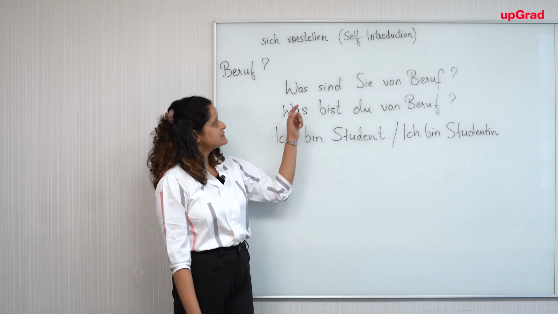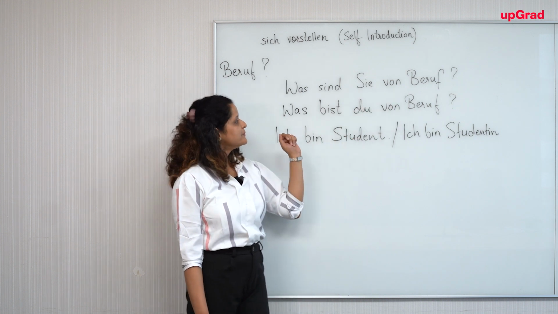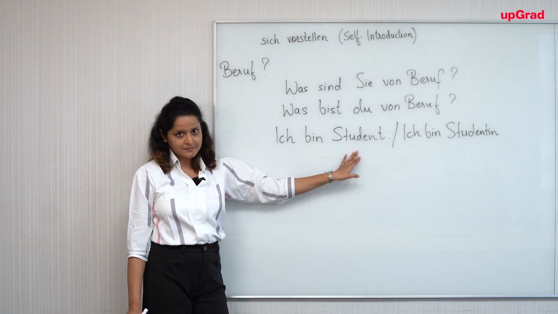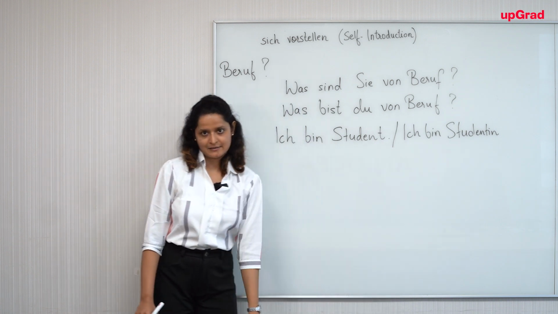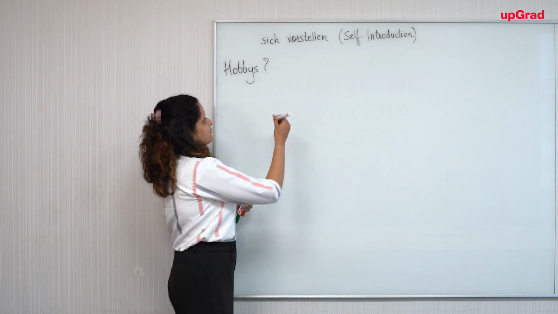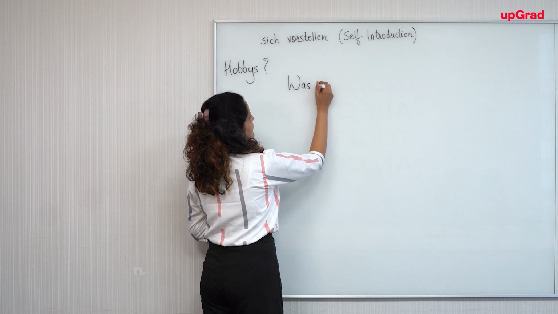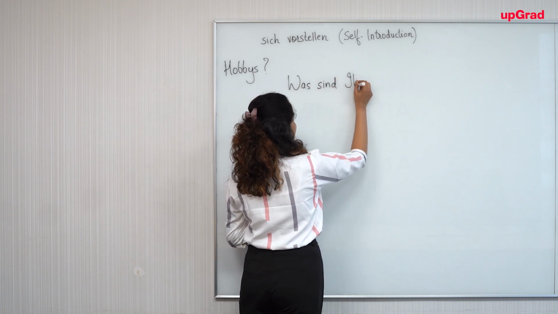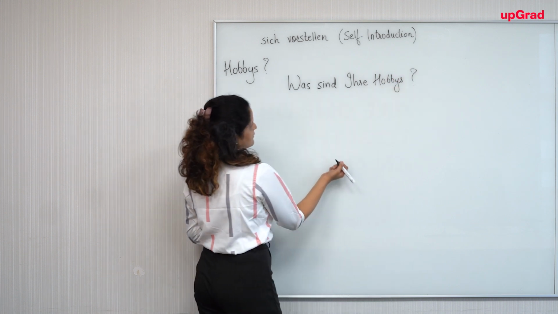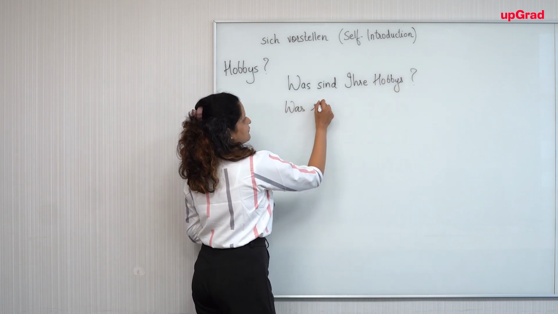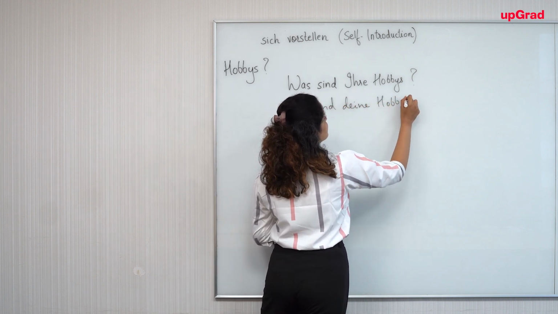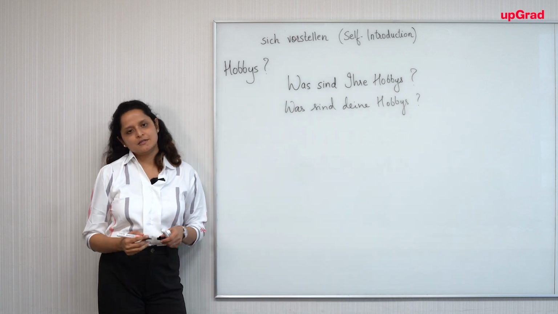So let's repeat this once. Was sind Sie von Beruf? Or was bist du von Beruf? Ich bin Student. Or ich bin Studentin. And our final point of introduction is hobbies. So the question for that is, was sind Ihre Hobbys? Or was sind deine Hobbys? Here, you are simply asking the person what their hobbies are.